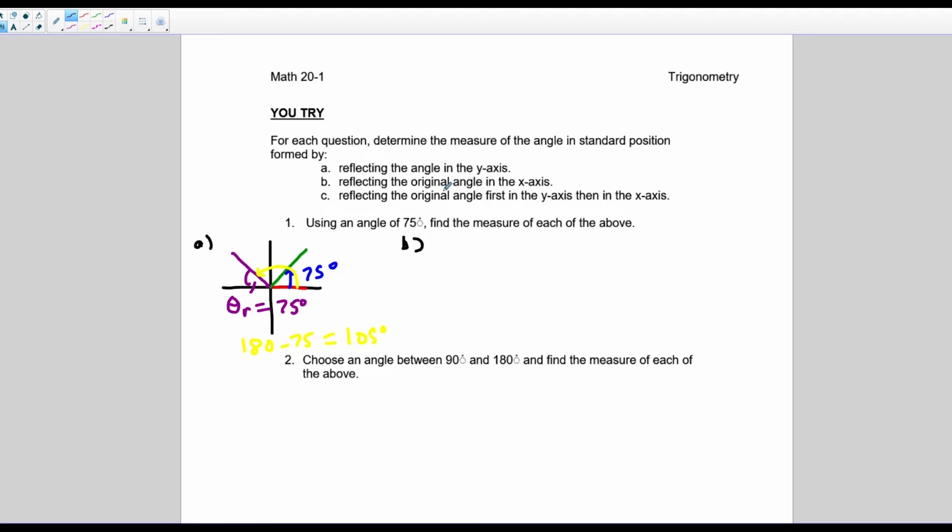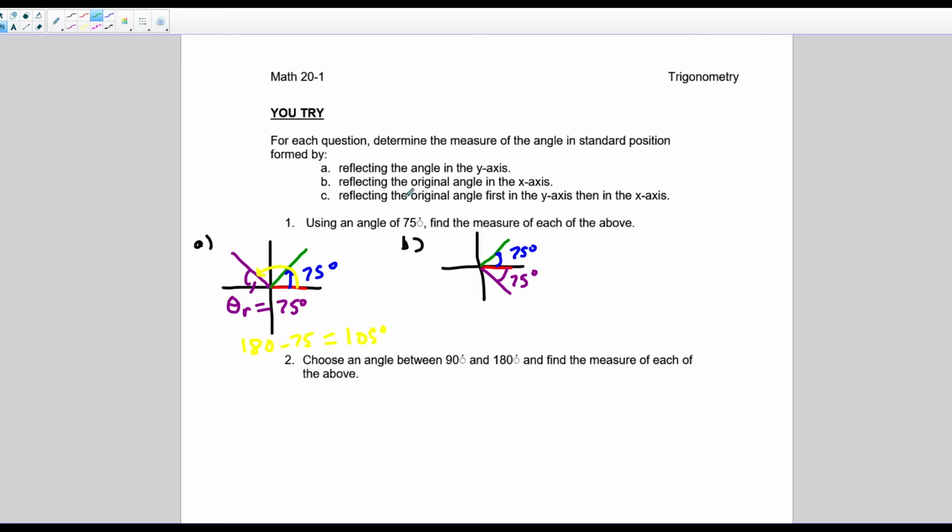Taking a look at B, we're going to reflect the original angle in the x-axis. So once again, starting off with our initial arm, let's draw our terminal arm for 75, and we have our 75 degrees here. We're reflecting it in the x-axis, which means it's going to come down into this quadrant here. So we can see that we've got our 75 degrees. Our reference angle is going to be there as well.